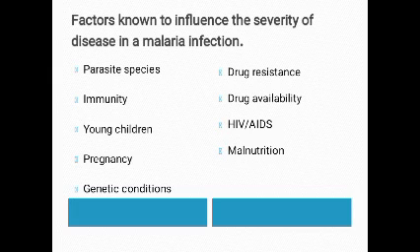Factors known to influence the severity of disease in a malaria infection: parasite species, immunity, young children, pregnancy, genetic conditions, drug resistance, drug availability, HIV/AIDS, malnutrition.